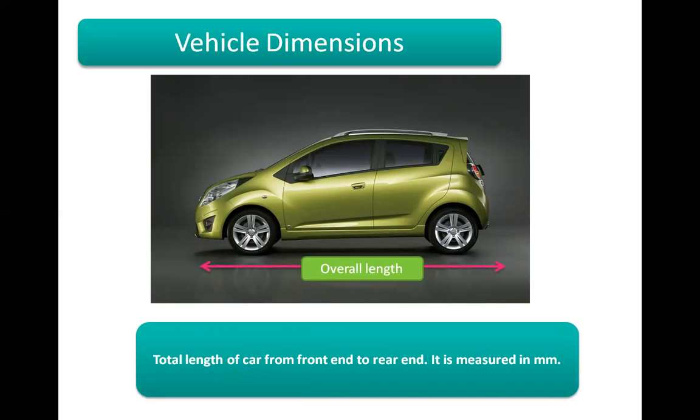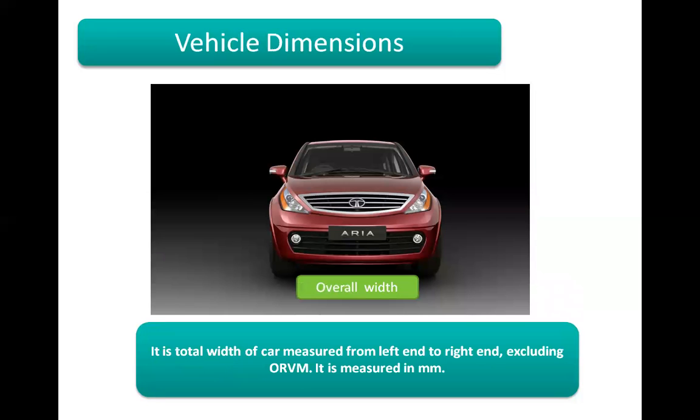Then vehicle dimensions. If you see the overall length, what is it? So we are moving on to the technical specification of the vehicles. Technical specification means engine specifications, dimension specifications, braking system specification, steering mechanism specification, vehicle and tire specifications and so on. So we'll see the vehicle dimensions. Overall length is the total length of the car from front end to rear end, measured in millimeter.